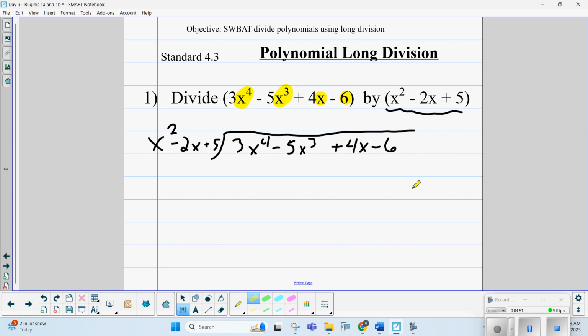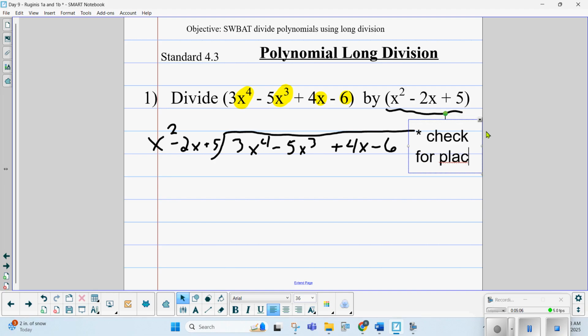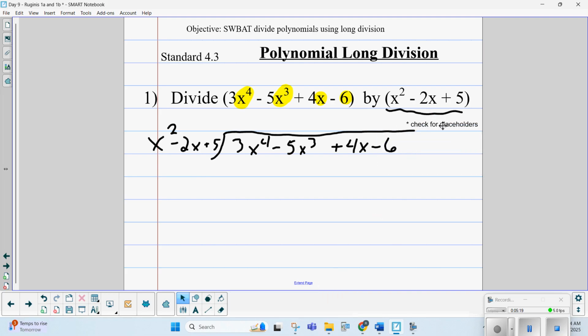So what we always want to do first is check for placeholders, which is basically, is there anything missing? In this case, we need a placeholder for x squared because there is no x squared. So we're always going to want to check for placeholders. I would put that in your notes.